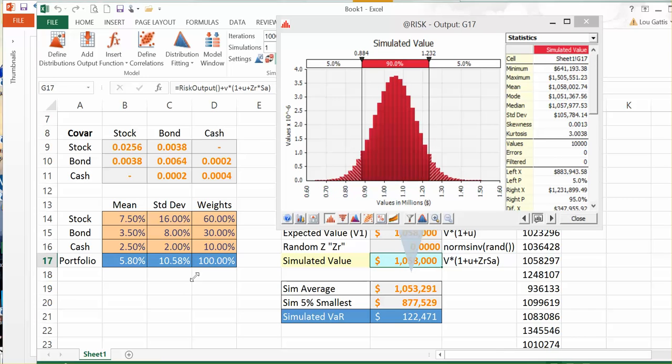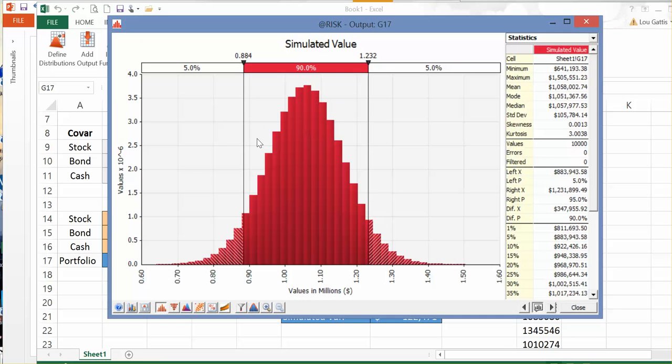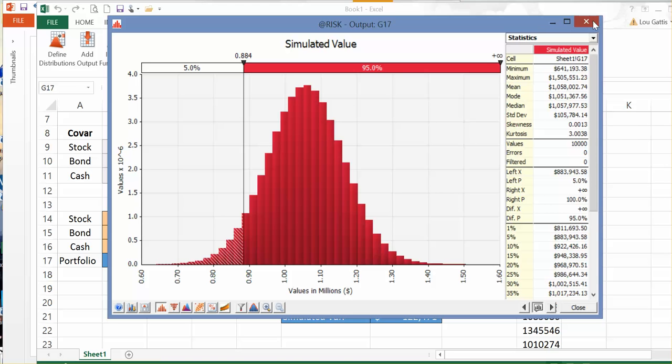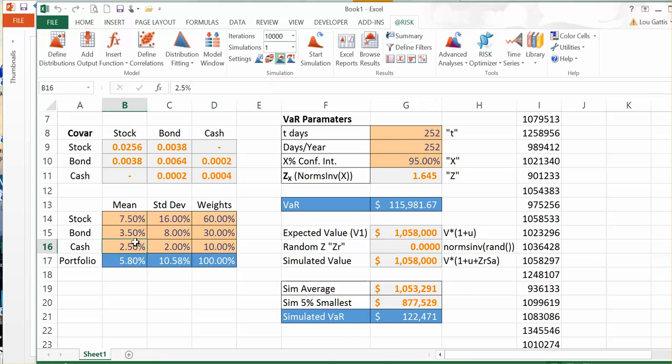this is a graph of the outcomes. You can see most of the values are about 1,050,000, 1,060,000, which is our mean. I can drag this tail over and put in 5% here, which is already in here, and see the 5% lowest value. Looks like it converted this into millions. This is $884,000. I'm going to take this graph, copy it, and paste it here.